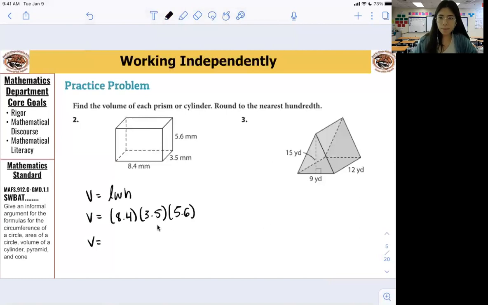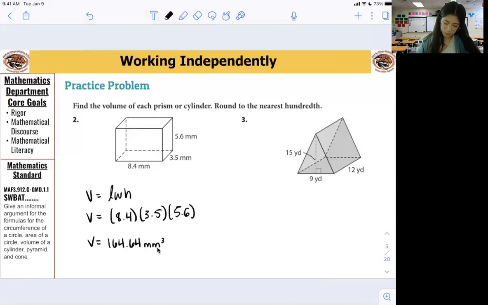Good, 164.64. What are my units? Okay, millimeters. But there's more to it, not just millimeters. Anyone know? Not squared. Squared would be area. Since this is volume, it's going to be millimeters cubed.